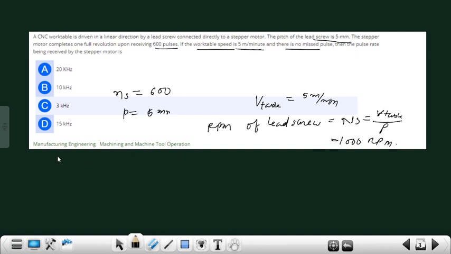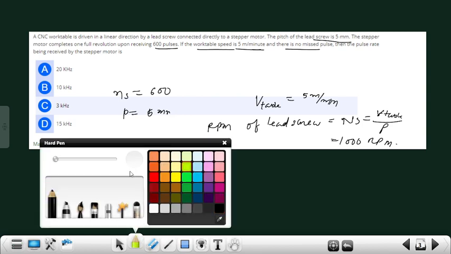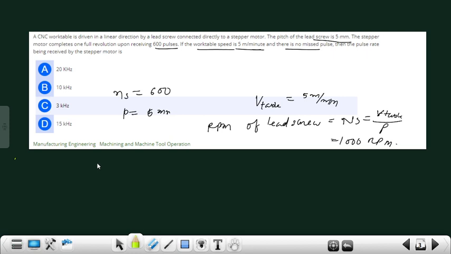So we have an equation for the frequency of the pulse generator, which is equal to capital N_S into small n_s. Capital N_S is given as 1000 and small n_s is 600, which is equal to 6 lakh pulses per minute.